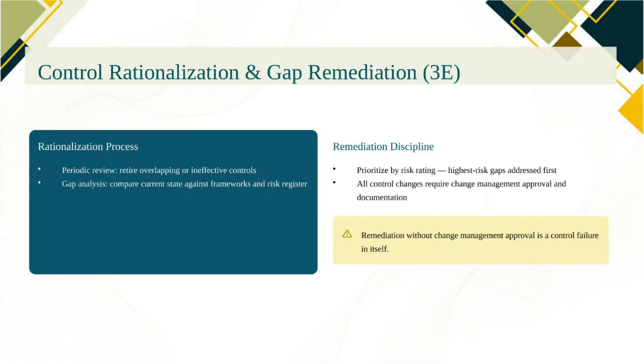Over time, control environments become cluttered. Periodic review should identify controls that are overlapping, redundant, or simply ineffective and retire them. Gap analysis compares your current control environment against your control framework and risk register. Where are the gaps? Gap remediation is prioritized by risk rating. You don't fix a low-risk gap before a high-risk one just because the low-risk fix is easier.